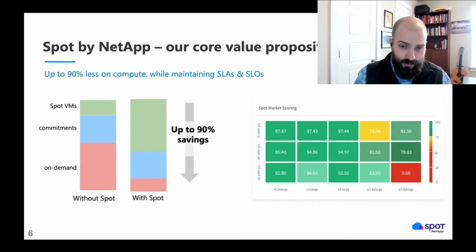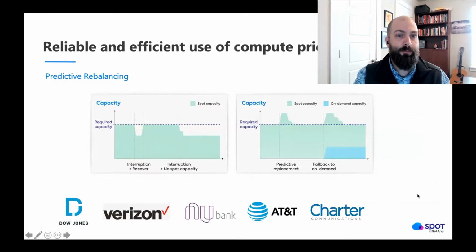So I spoke a little bit about our predictive rebalancing. In a normal circumstance, if you're running on Spot instances, you might have an interruption, for instance. Again, you get kicked out of that instance and not only do you have to move this workload over to another instance, but also wait for that instance to spin up, which is obviously going to cause delays in the needed capacity that you actually have for your workloads.